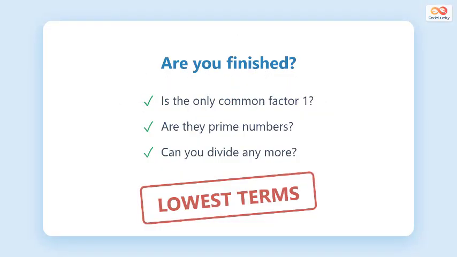How do you know when you are finished? Ask yourself this question: is the only number that divides into both of them 1? If yes, you have successfully reduced the fraction to its lowest terms.